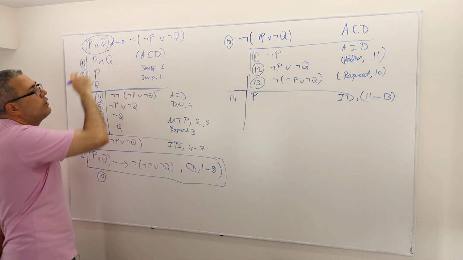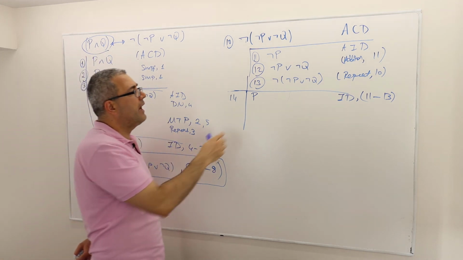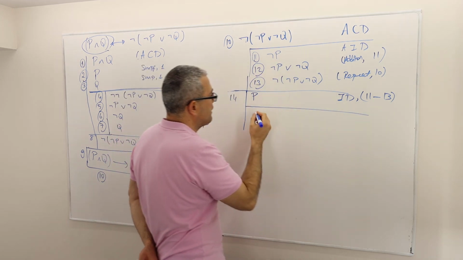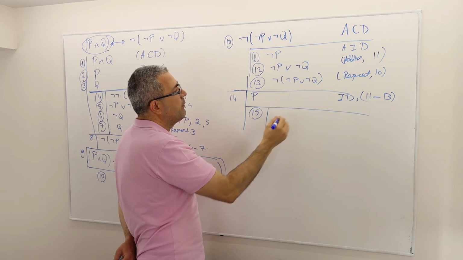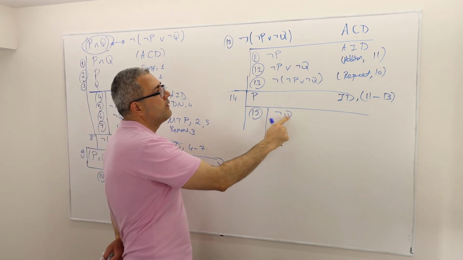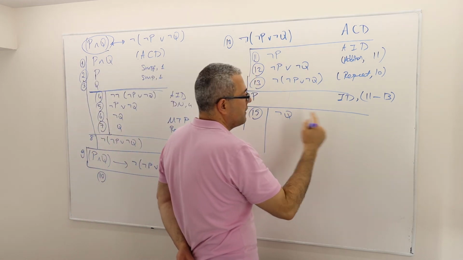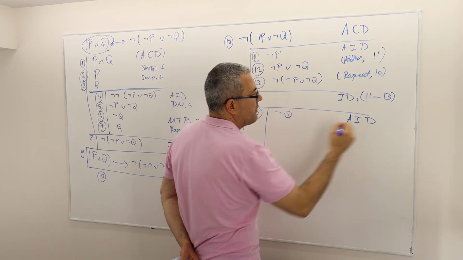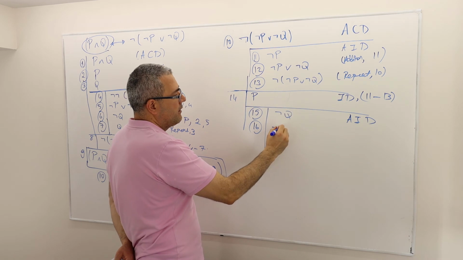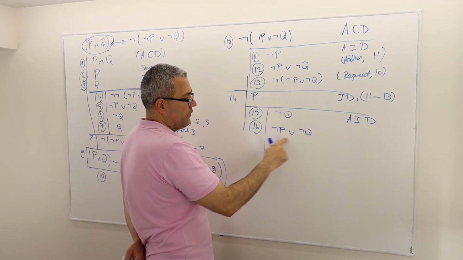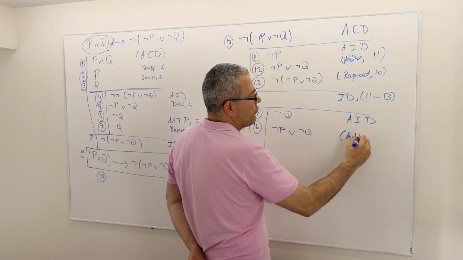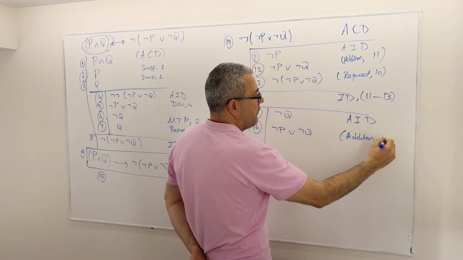Now I want to prove that Q is also true. How am I going to do that? Exactly the same way that I proved P, meaning I'm going to deny my conclusion. So line 15, I'm going to assume not Q. So suppose Q is not true, meaning not Q is true. This is assumption for indirect derivation. So if not Q is true, I can just add anything I like to not Q. So I'm adding not P. That's still true. This is addition rule, addition to line 15.